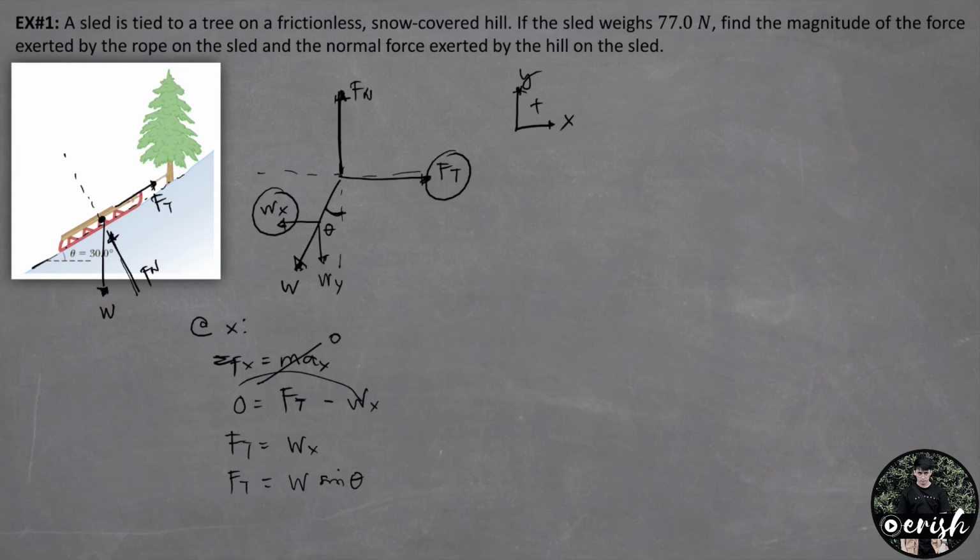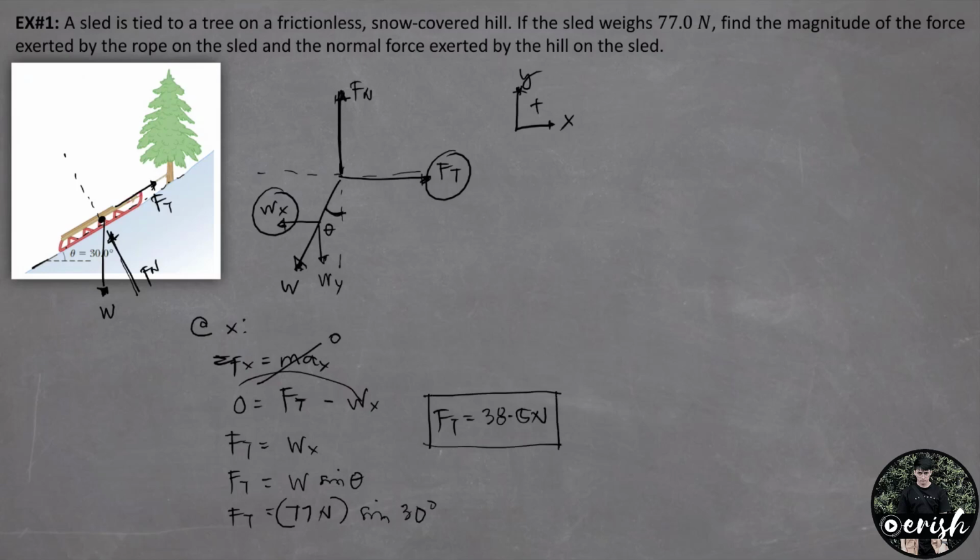By substituting the known quantities, ang weight ng sled is 77 Newton. Sine 30 degrees, force tension is equal to 38.5 Newton.